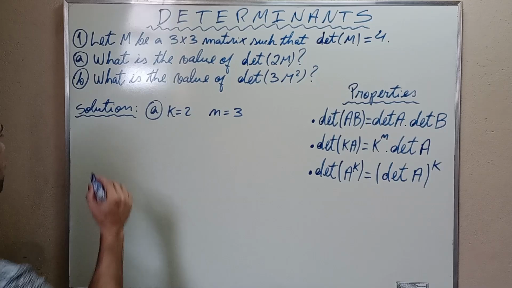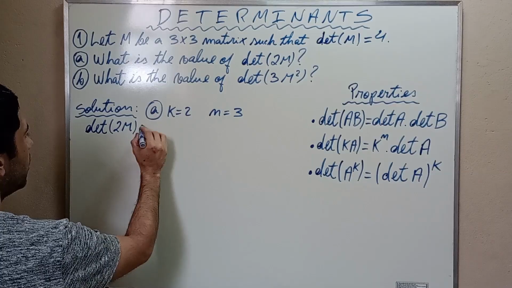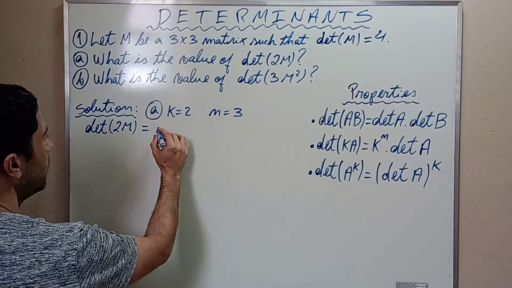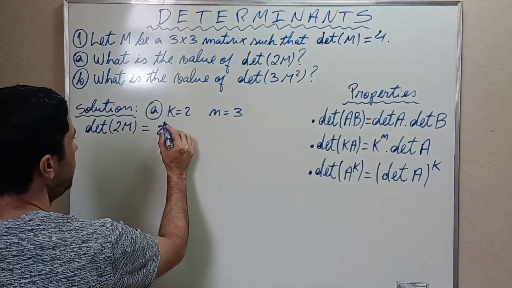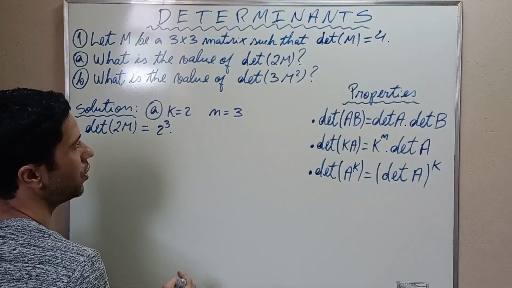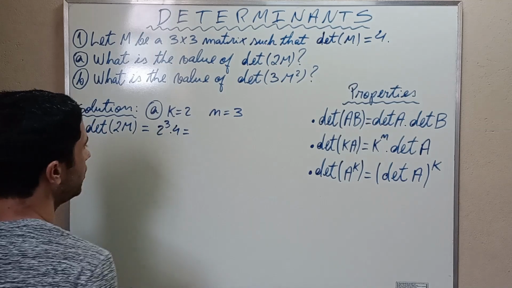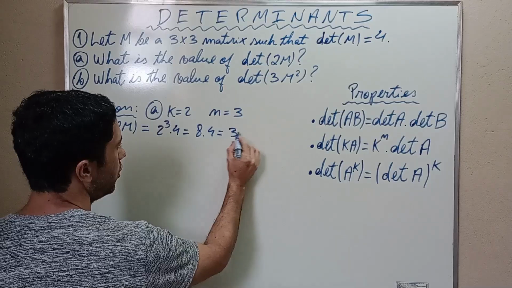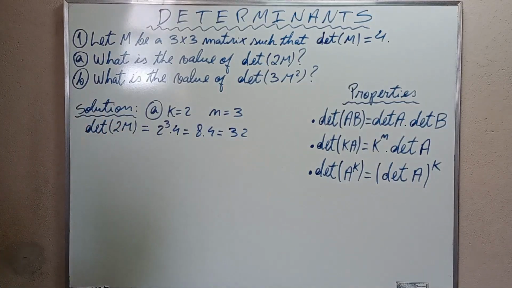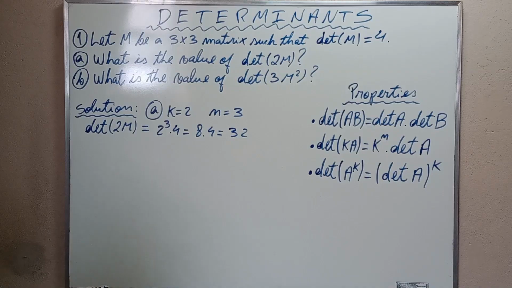Thus, the determinant of 2M is equal to k, which is 2, raised to the power of n, which is 3, times the determinant of the original matrix, 4. And this is equal to 8 times 4, and it is equal to 32. Alright? Consequently, the determinant of 2M is equal to 32. And this is all for letter A.